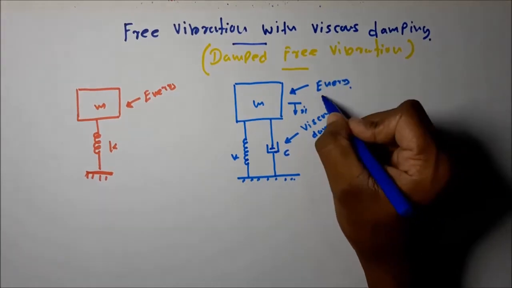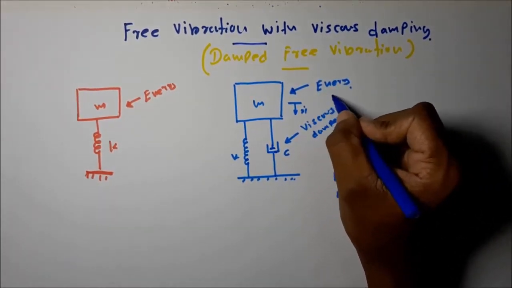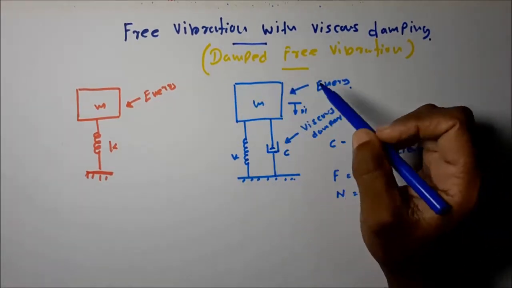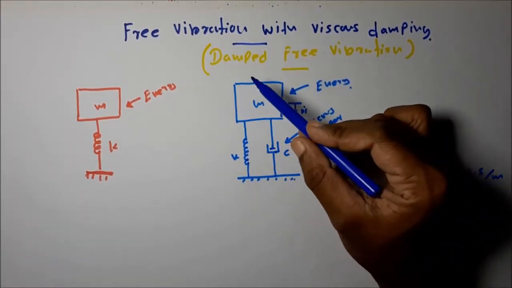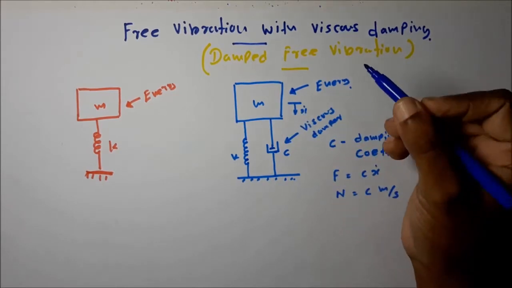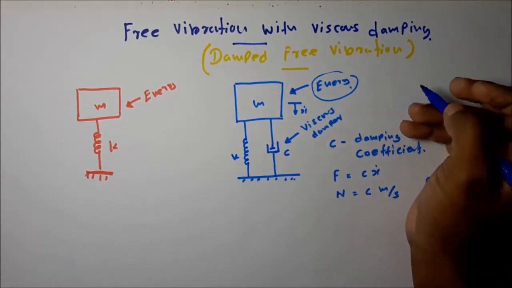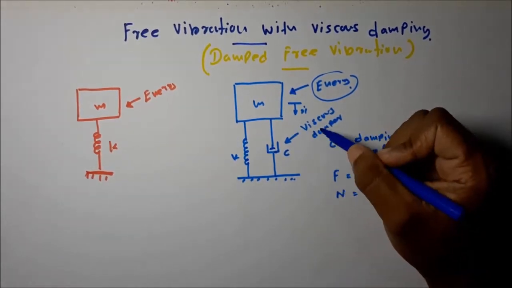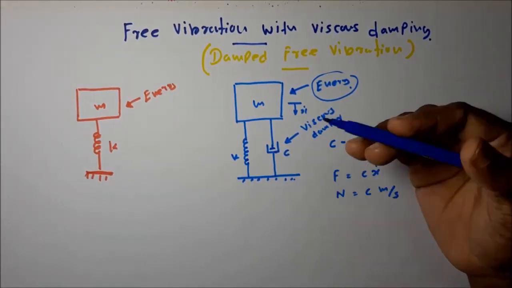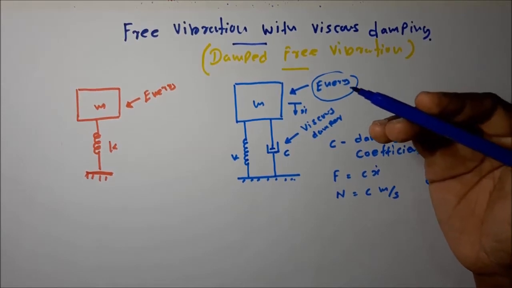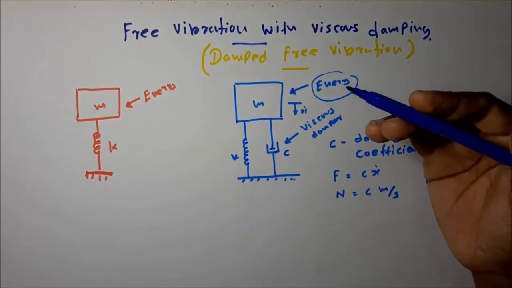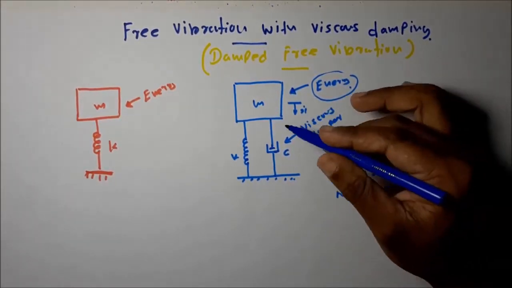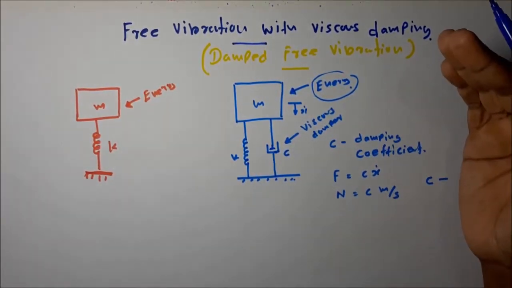After giving the initial disturbance, which is called the initial disturbance, there is no further disturbance in free vibration. The system vibrates freely, but the initially given energy dissipates because of the viscous damper, because certain energy is consumed to do work against the viscous friction force. That is how the energy dissipates from the system.